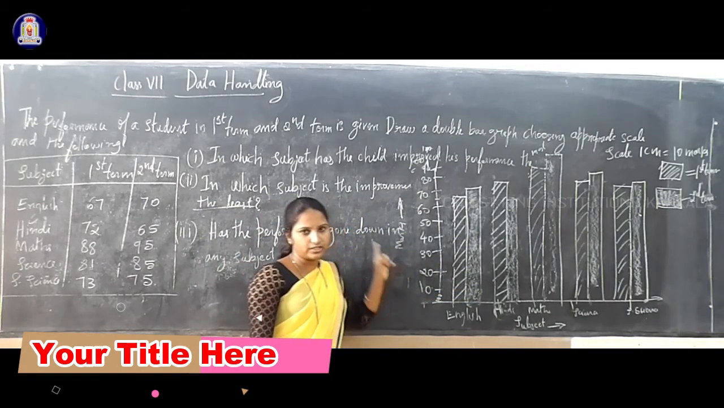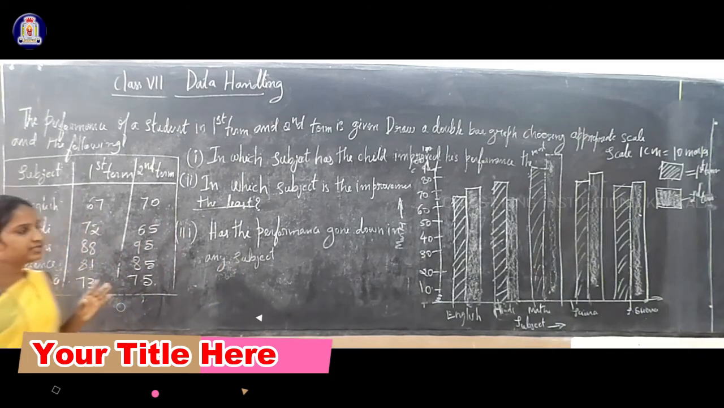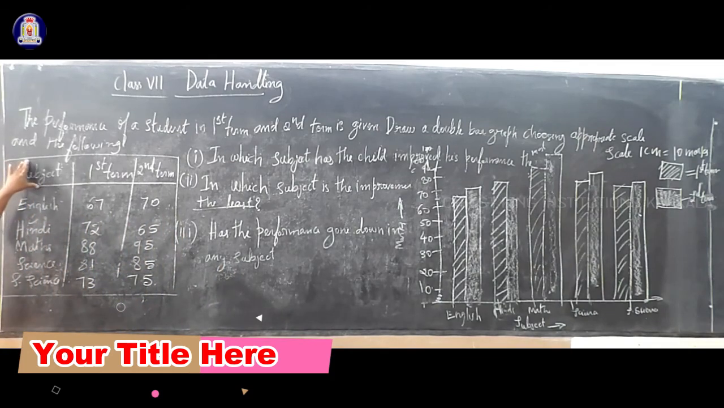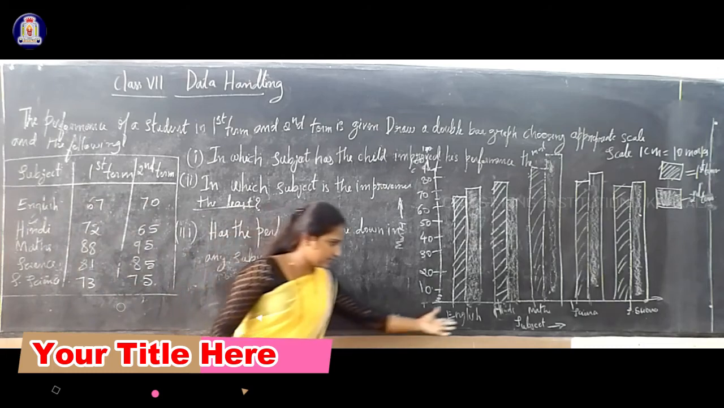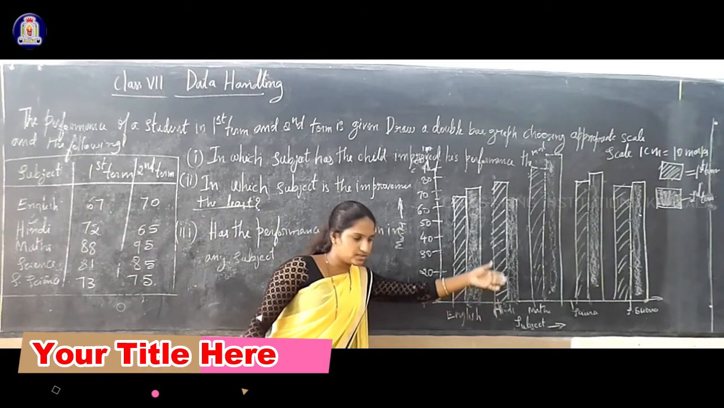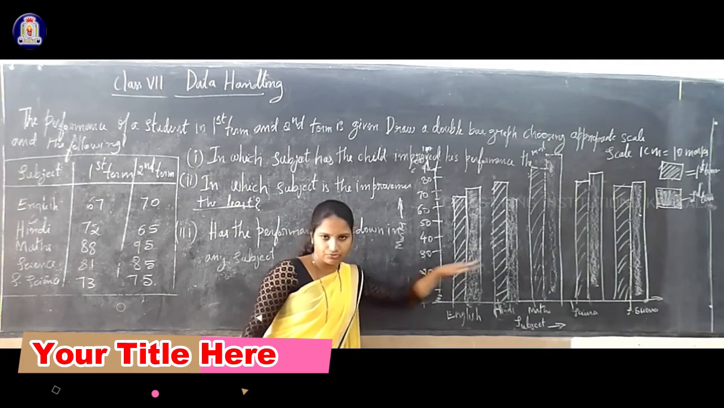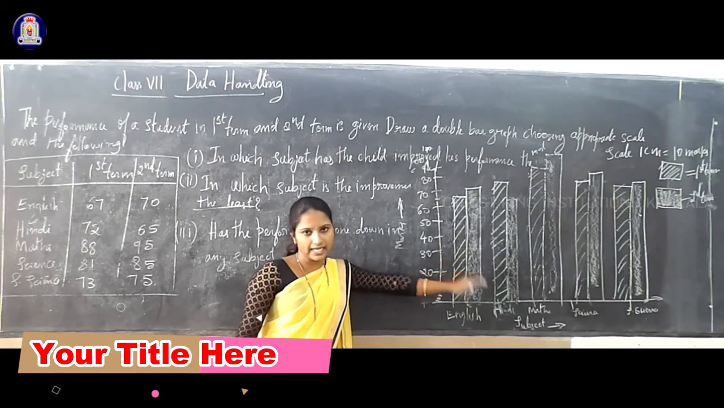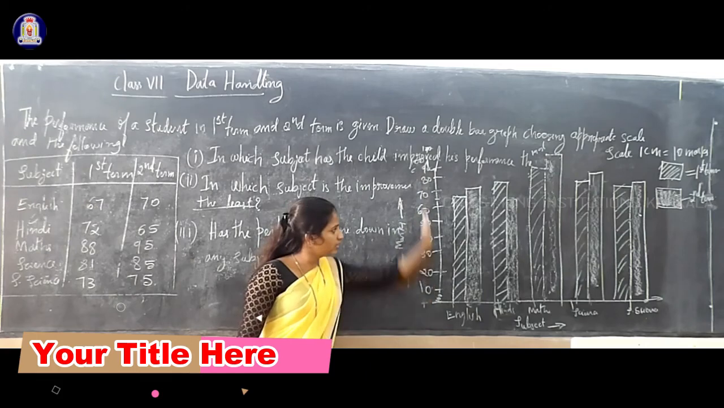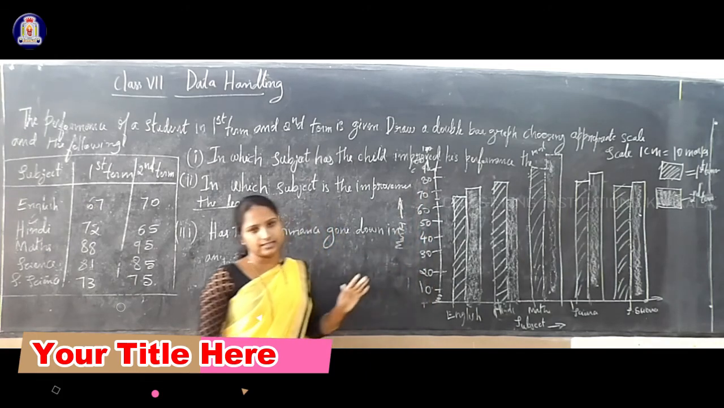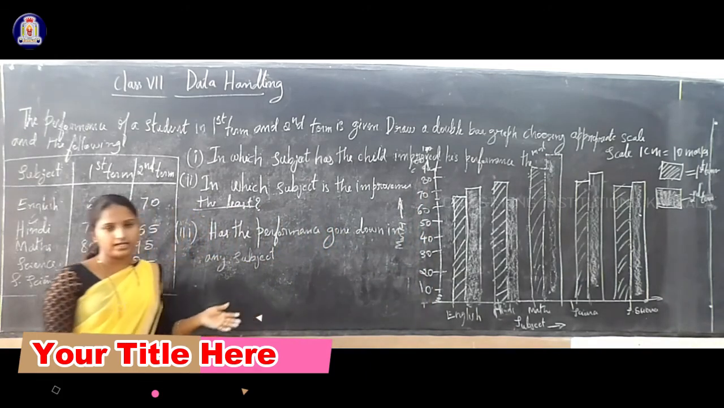Then what you have to do? In the first column, what is given? Sometimes they will give name of the items, or here it is given subject, name of the subject: Hindi, English, Math, Science. Clear? That you must write in the horizontal line: English, Hindi, Math, Science, Social Science. Clear? So next, this is called x-axis. The horizontal line is called what? X-axis, and this vertical line is called the y-axis, like we learn in 8th standard class.